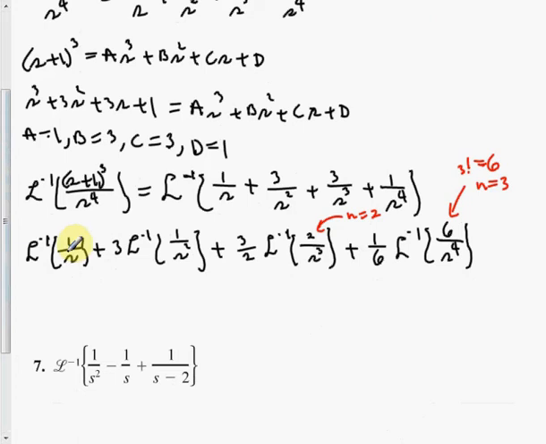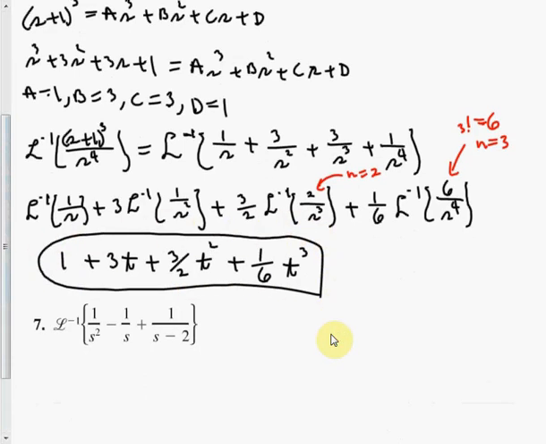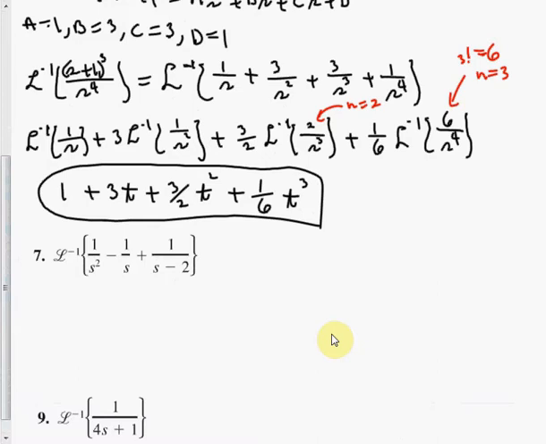So now we can write the answer. The inverse transform of 1 over s is just 1 because the Laplace transform of 1 is 1 over s. So this is 1 plus 3 times the inverse transform of 1 over s squared, which is just t, plus 3/2 times the inverse transform of 2 over s to the third. It's just t squared because n is equal to 2. Then plus 1 over 6 times, here n is 3. This is t to the third power. Okay. Is everybody okay with that?